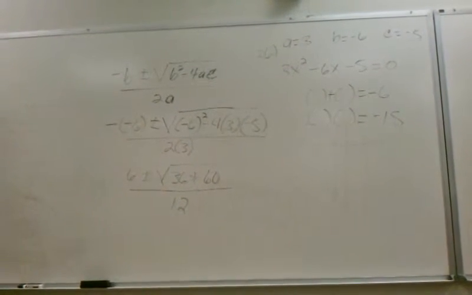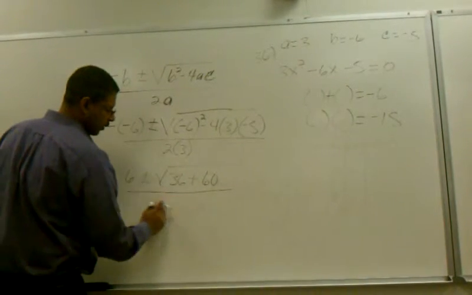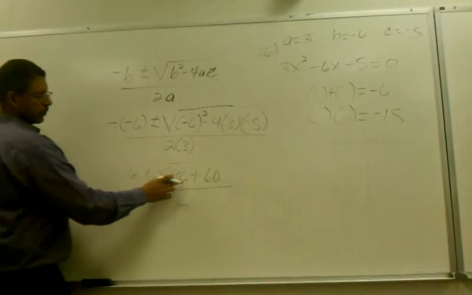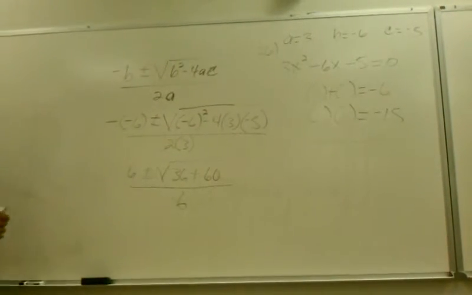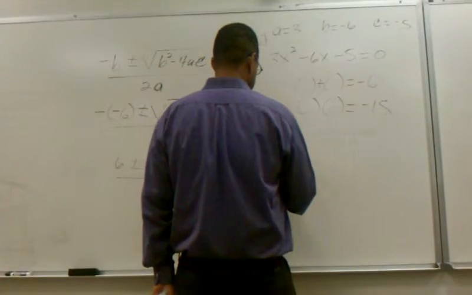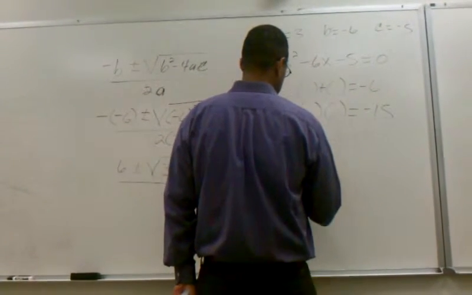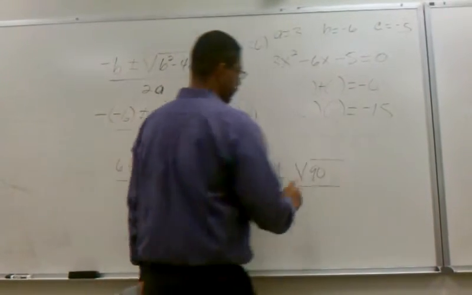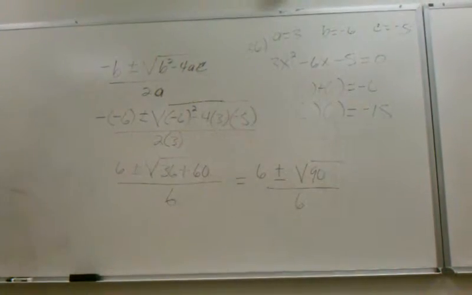Oh, sorry, that's 6, not 12, that's 6, I'm sorry. Okay, now let's add these numbers up. So let's take 36 and add it to 60, which becomes 96, right? Okay, so we get 6 plus or minus the square root of 96, all divided by 6. But we can break down 96, right?